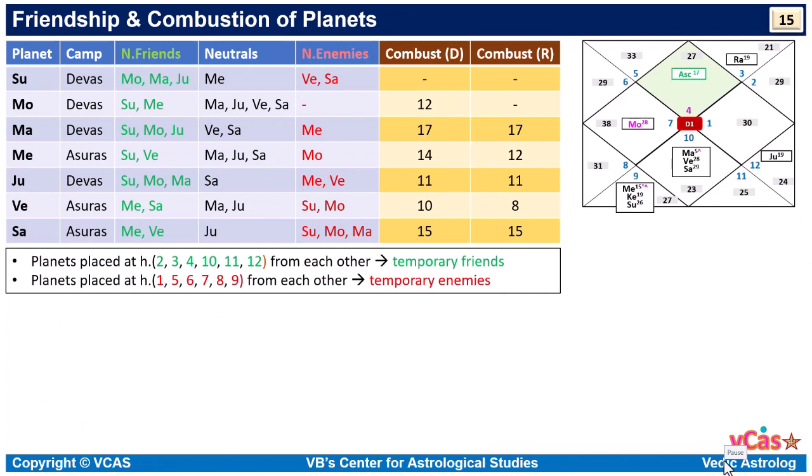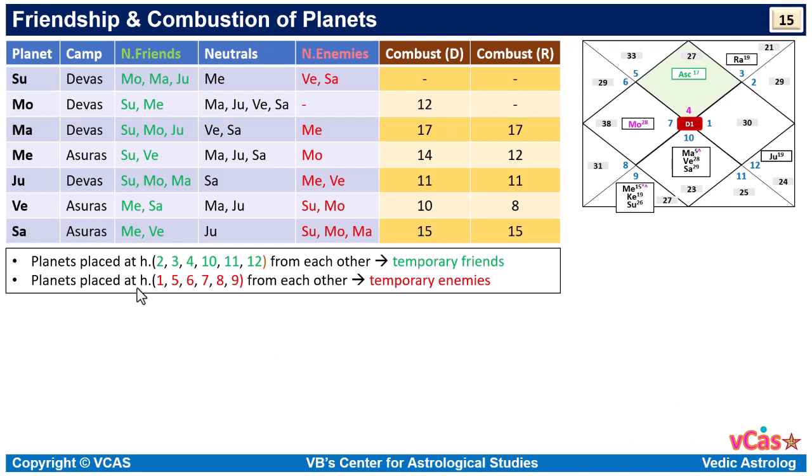Planets belong to certain camps like Devas and Asuras. They have Nasargic friendship with some, neutral relationship with some, and Nasargic enmity with some planets. Planets are also combust at certain degrees during direct and retrograde motion. For example, Sun has Nasargic friendship with Moon, Mars, and Jupiter, neutral with Mercury, and Nasargic enmity with Venus and Saturn. For example, Mercury is combust at 14 degrees when direct and at 12 degrees when retrograde.